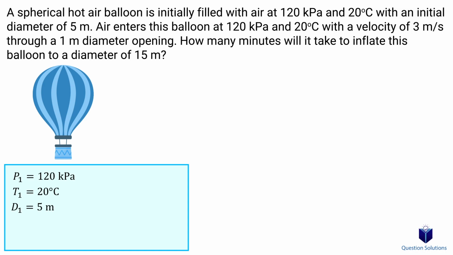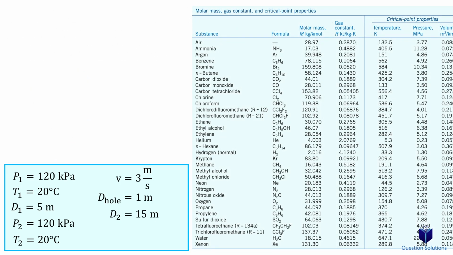Now when the balloon is being filled, air enters at 120 kilopascals. The temperature is 20 degrees Celsius and it has a velocity of 3 meters per second. The diameter of the hole where the air enters is 1 meter. The final diameter of the balloon is 15 meters. We will also need the gas constant of air for this problem, so let's write that down too. That's the value right here.